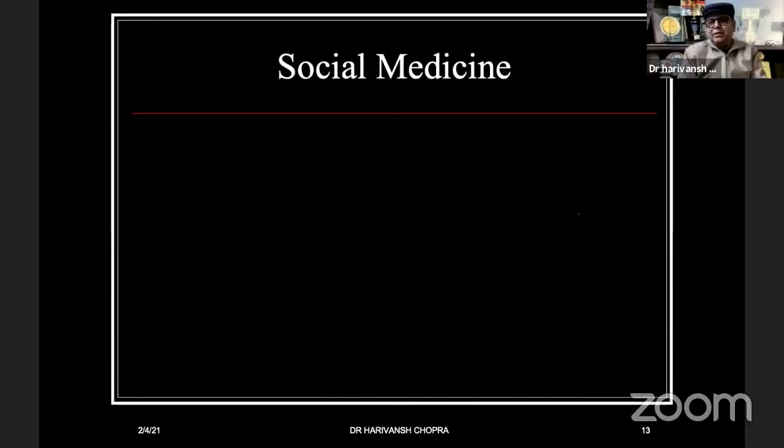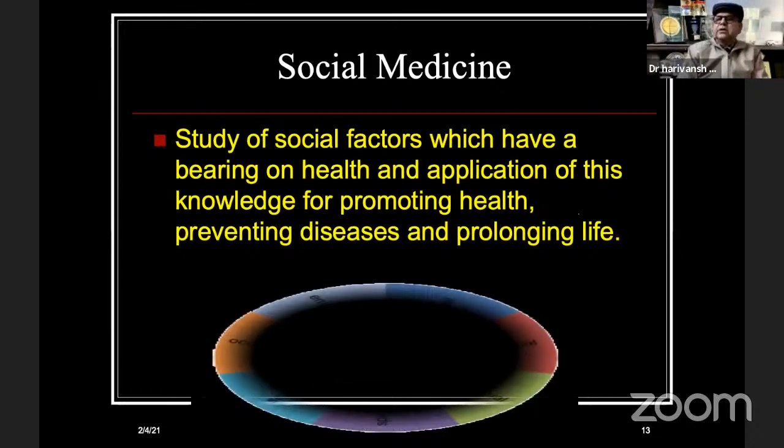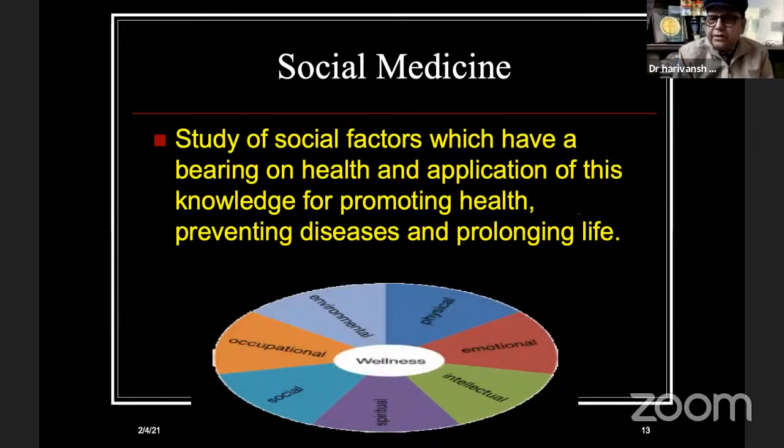Then we come to the next term, which is known as social medicine. Whenever we ask what is the definition of social medicine, the student becomes so perturbed and is not able to answer. Again, the definition is very, very simple. It is the study of the social factors which have a bearing on health.